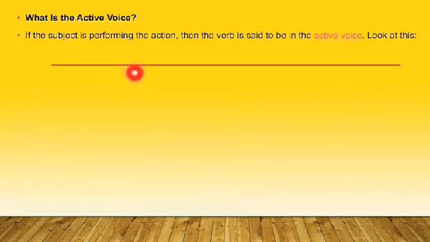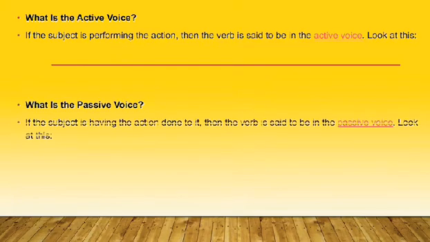Let's see some more examples. What is active voice? When the subject is performing the action, then the verb is said to be in the active voice. And when do we call it passive voice? When the action is being done. If the subject is having the action done to it, if some action is done to the subject, then the verb is said to be in the passive voice.